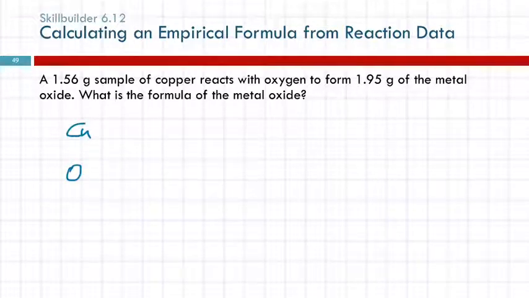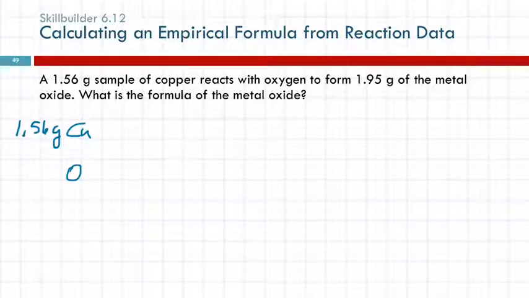What is the mass of copper? 1.56 grams. What's the mass of oxygen? Did they give it to us? No. This amount of copper reacts with oxygen to form 1.95 grams of the metal oxide. The whole compound weighs 1.95 grams. 1.56 grams of it is copper. How can we figure out the mass of the oxygen?